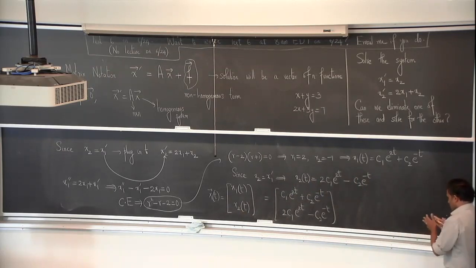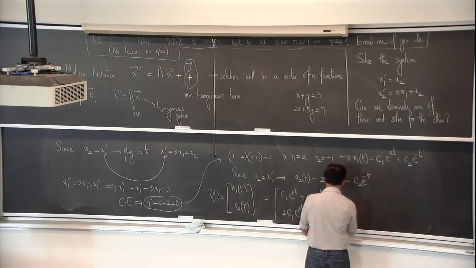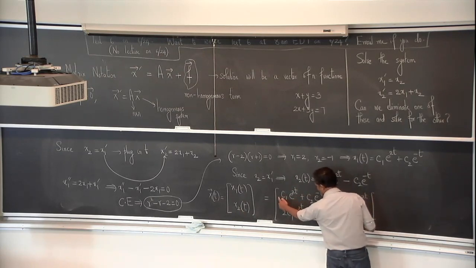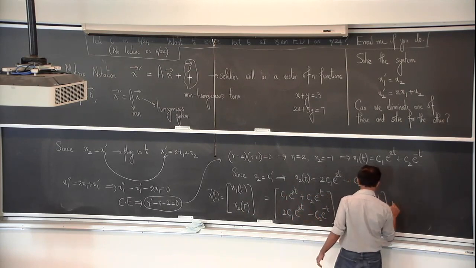Now this is what I'm going to do. I'm going to separate it out into two independent vectors. So this is going to be c1 times e to the power of 2t times the first vector, which is (1, 2). You might be thinking, why am I doing this? Well, I'll show you soon.